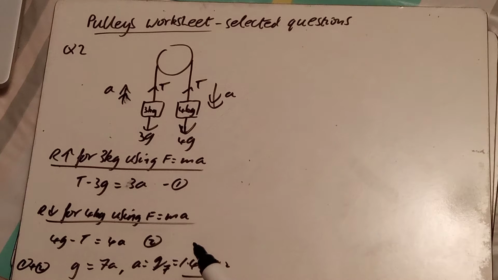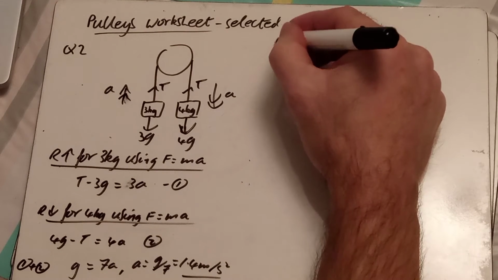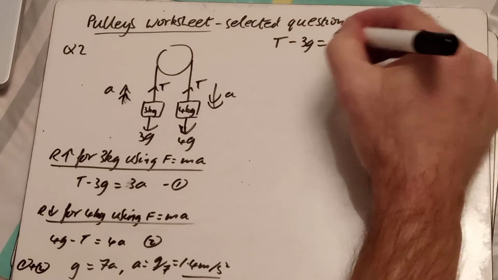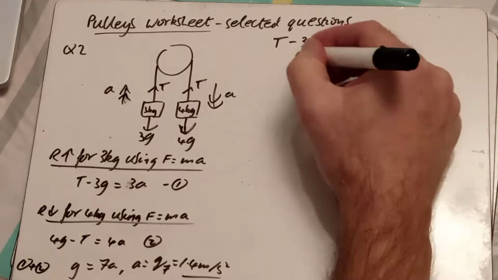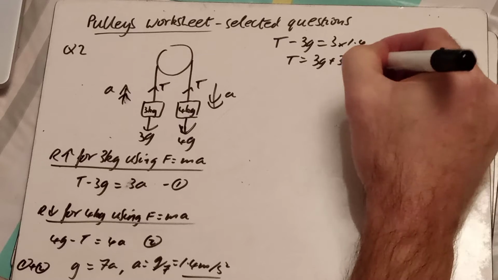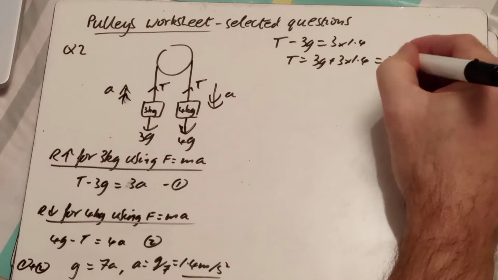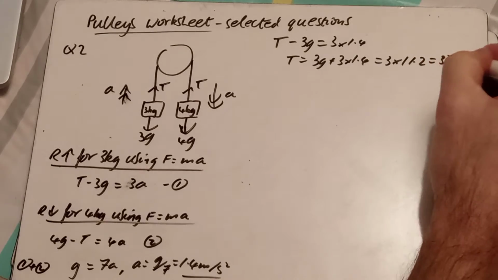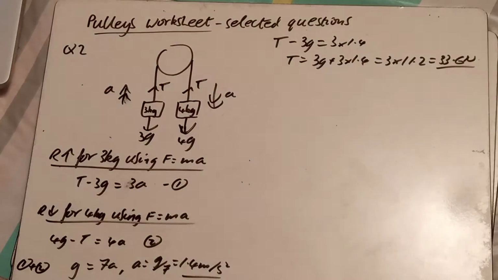I can stick that into, preferably, equation 1 to get T, because T is positive in that one. So T minus 3G is 3 times 1.4. T equals 3G plus 3 times 1.4. So it's 3 times 9.8, which is 29.4, plus 4.2, which gives 33.6 newtons. There we go, and that was part A.